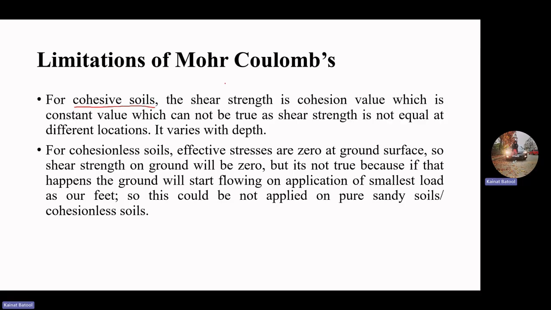When we consider cohesive soils, our tau F becomes C plus sigma tan phi. Here phi becomes 0. Okay, so our tau F remains, but this will be calculated as a constant value. So can it be that our shear strength is a constant value? No, it cannot be true.